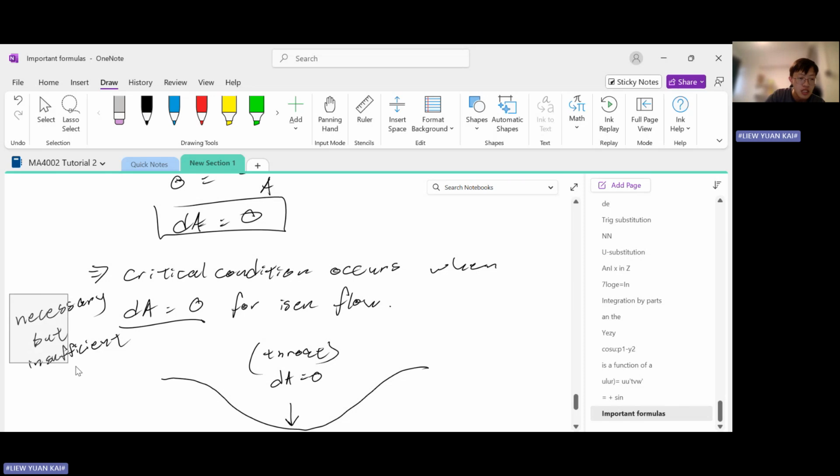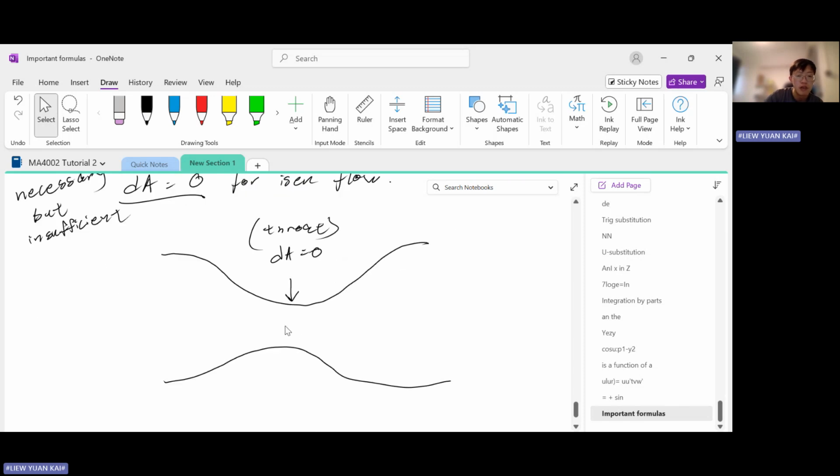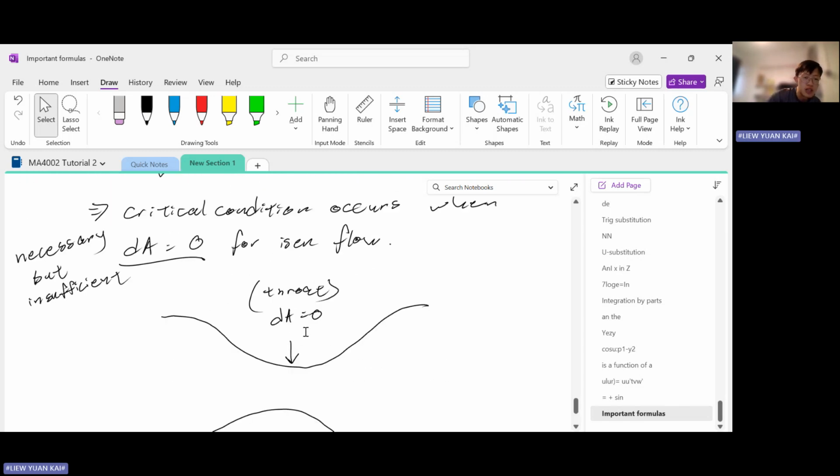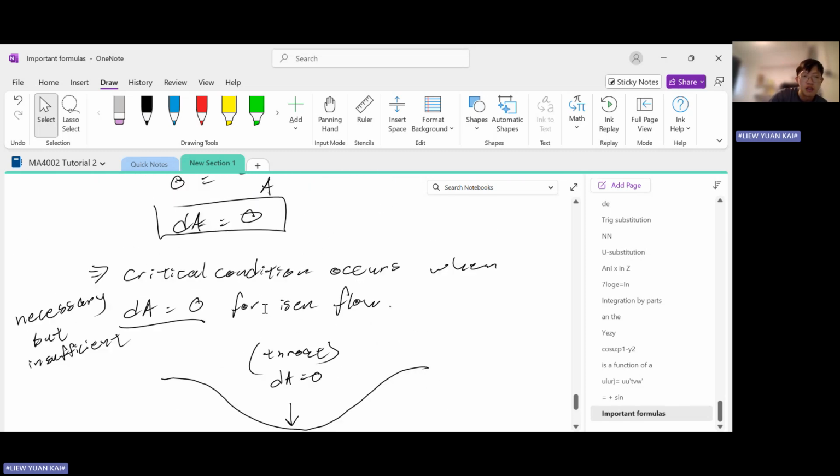That's what it means to be a necessary but insufficient condition. In order for critical condition to occur, it must occur at the throat. However, just because you're at the throat, it doesn't mean critical condition has occurred. For all you know, M could be, let's say, 0.7 at the throat. However, for M equals 1 to occur, it must occur at the throat. Think about it a few more times. It's a bit confusing, but that's what it means.